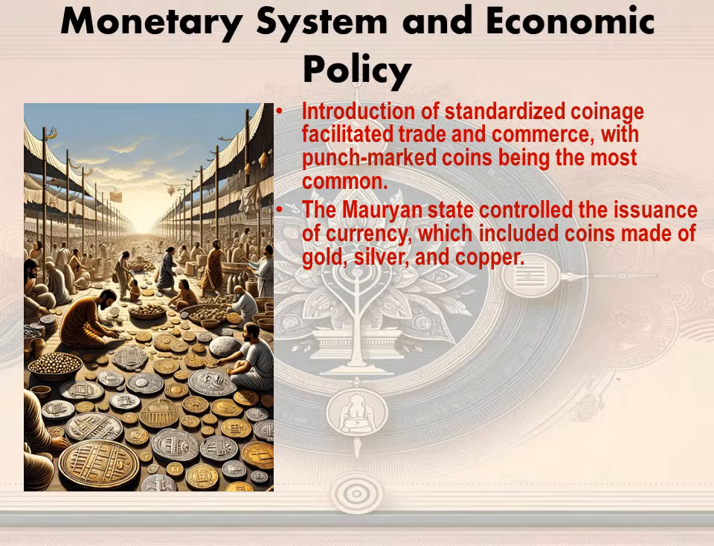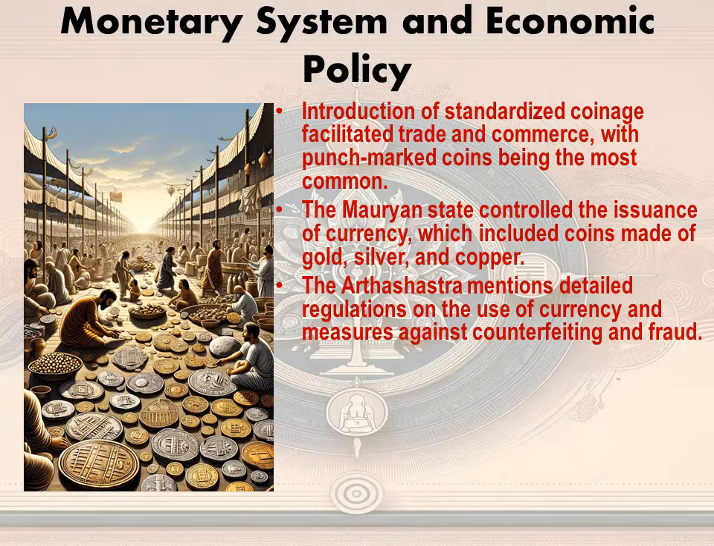So, the Mauryan state controlled the issuance of currency. All the coins were issued by the state, and thus the gold, silver, and copper coins were also very much noted and regulated by the state itself. The Arthashastra mentions detailed regulations on the use of currency and measures against counterfeiting and fraud. So fake coins were sometimes circulated in the market, and the Arthashastra mentions the steps the state could take in order to control counterfeiting and fraud.